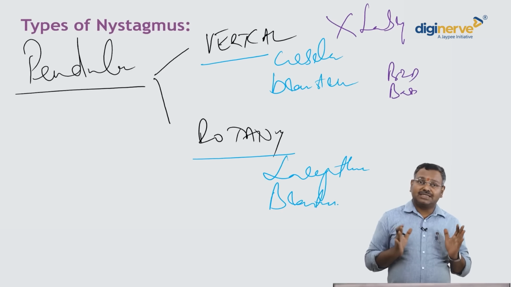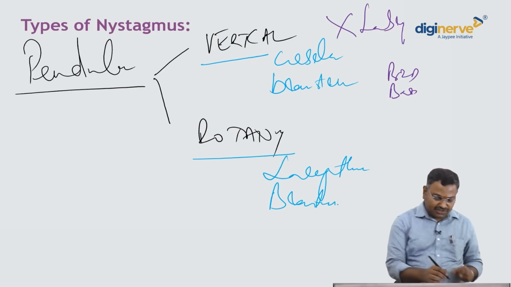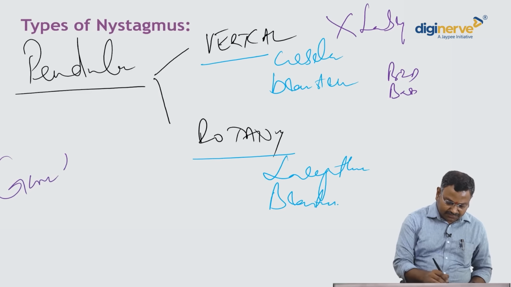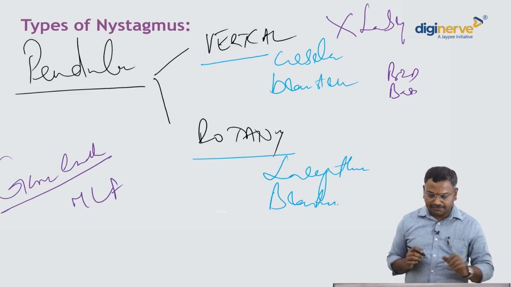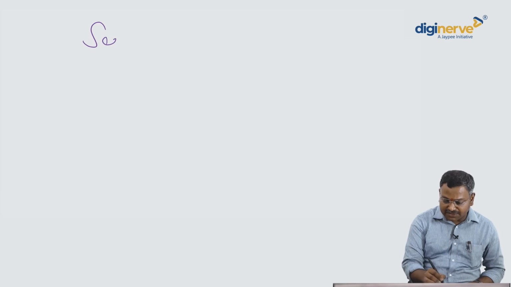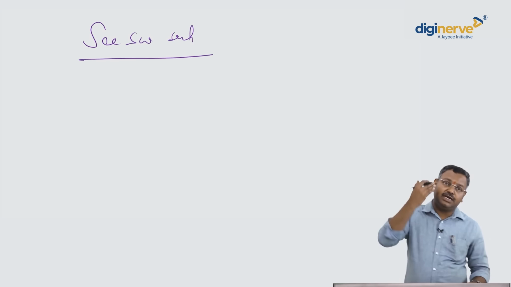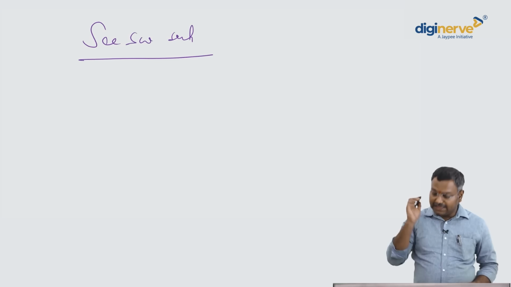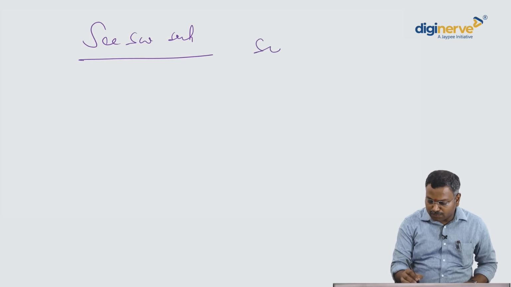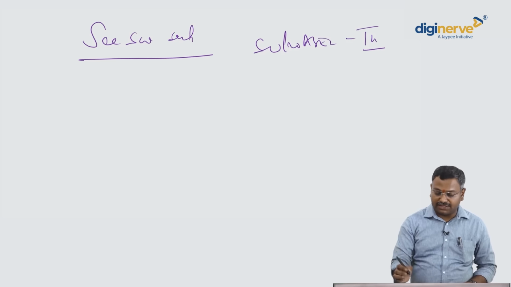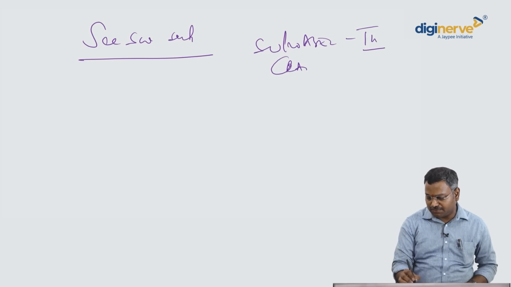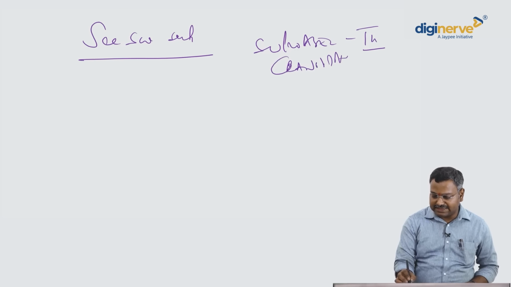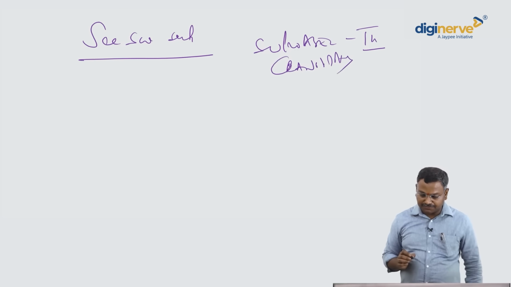Gaze-evoked nystagmus is classically seen with your MLF lesions. The other specific types of nystagmus, you have the seesaw nystagmus, which means one eye is moving up, the other eye is moving down. Classically seen with suprasellar tumors, which are present anterior to the third ventricle. So the craniopharyngioma is the classical example for seesaw nystagmus.